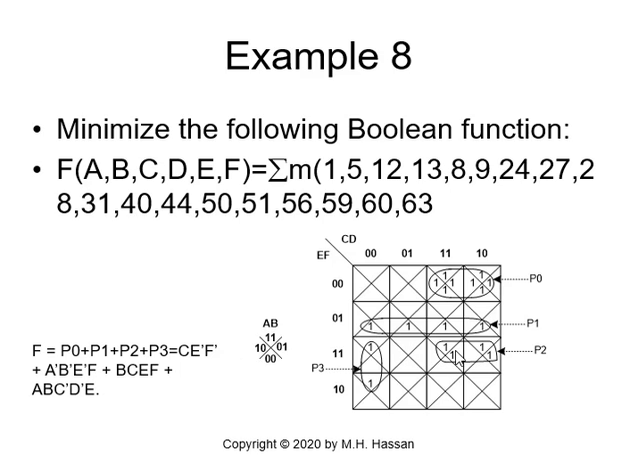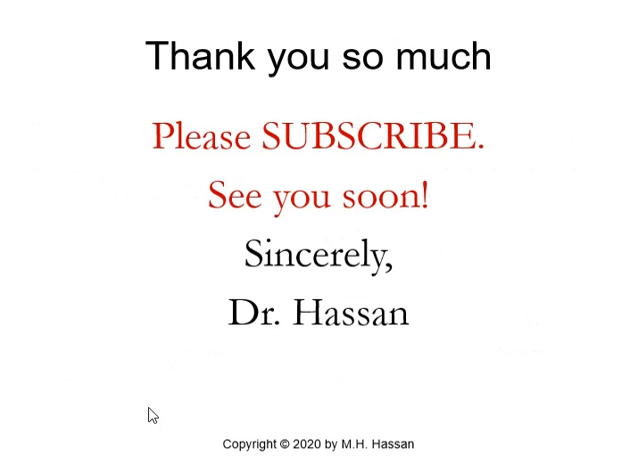Those 4 are also logically adjacent and give me P2, and those 2 are logically adjacent and will give me P3. If you check it out, you will get P2 as BC, EF, and P3 will be A, B, C prime, D prime, E. And by doing this, we finished example 8, and we finished this lecture.